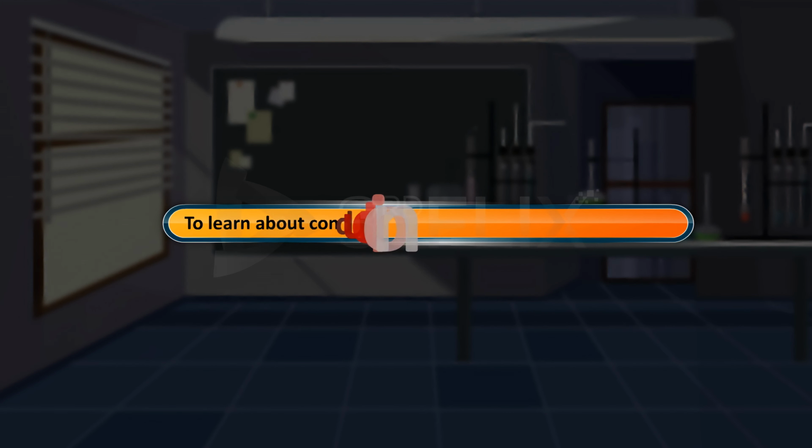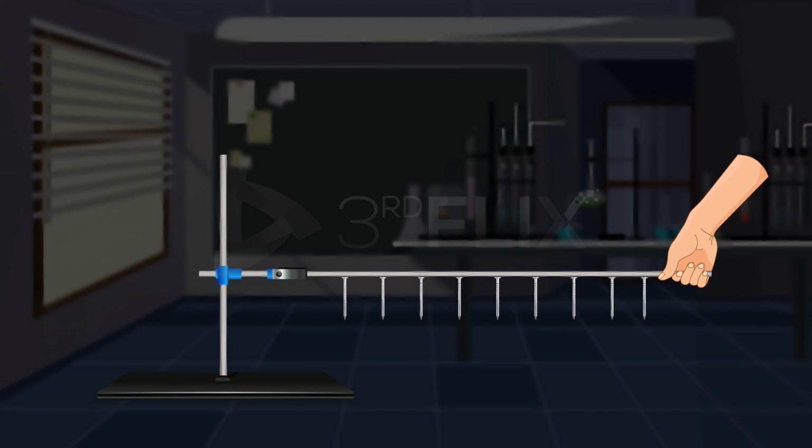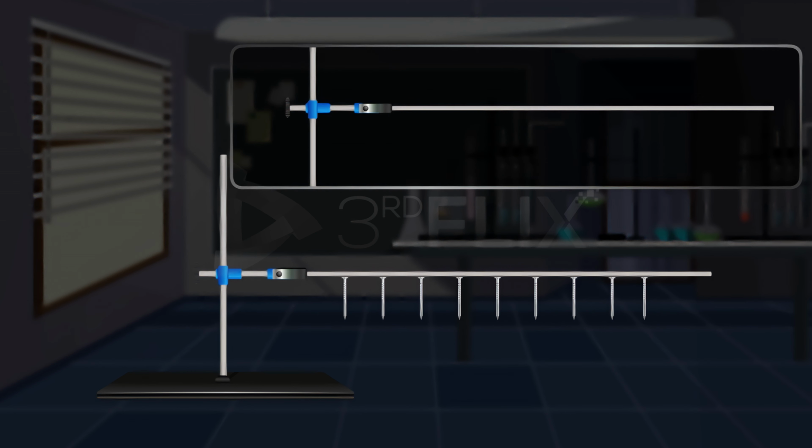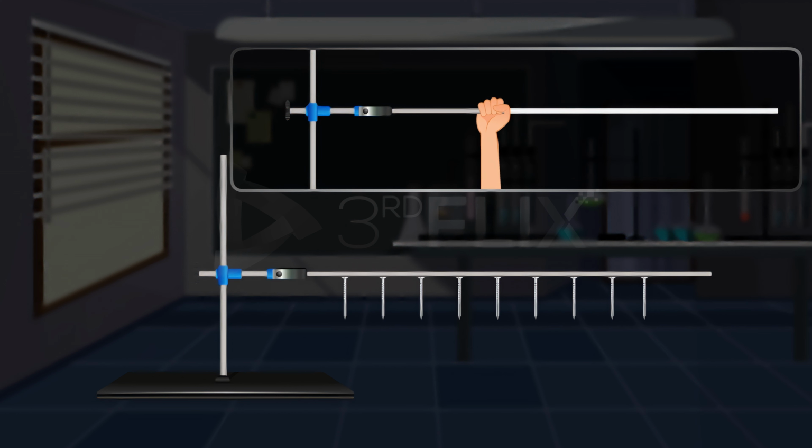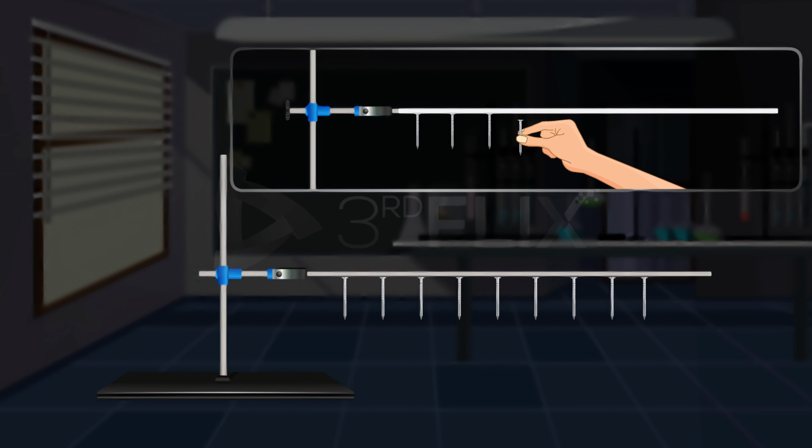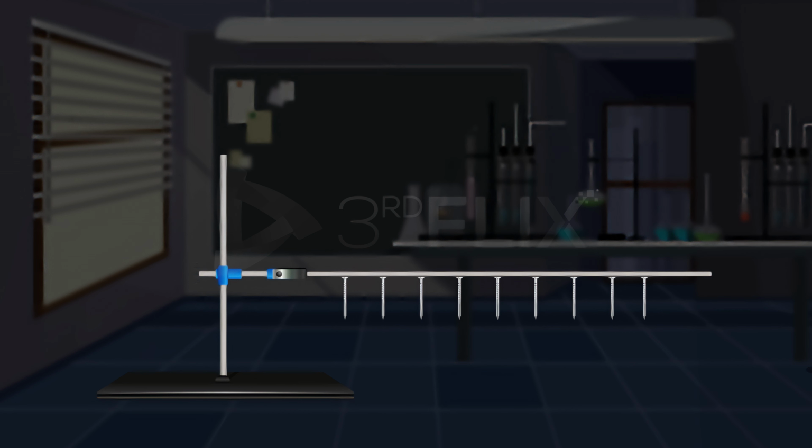To learn about conduction, let us perform a simple activity. Take an iron rod fixed to a stand at a certain height and some iron nails. Attach a few iron nails to the iron rod with the help of wax, equidistant from each other. Light a candle and place it at a position such that its flame is touching the open end of the rod.